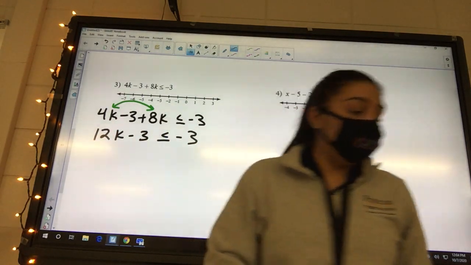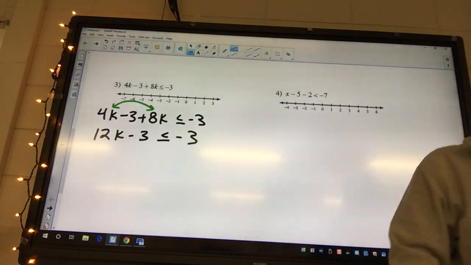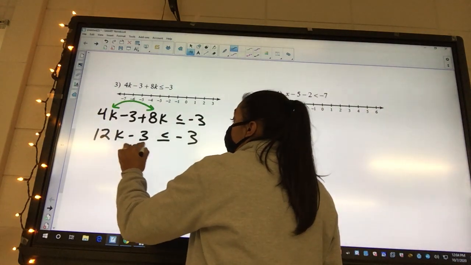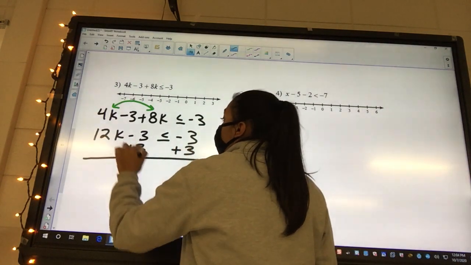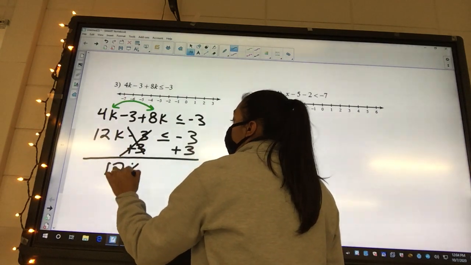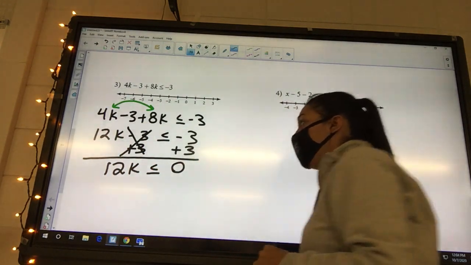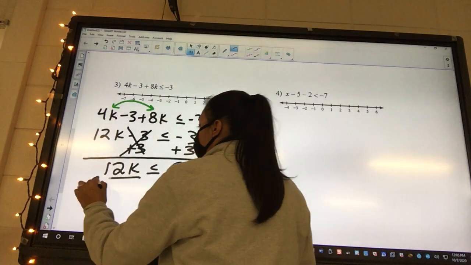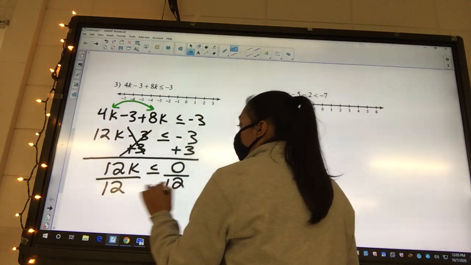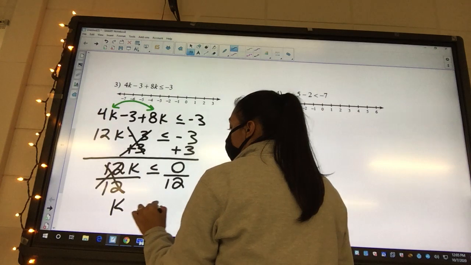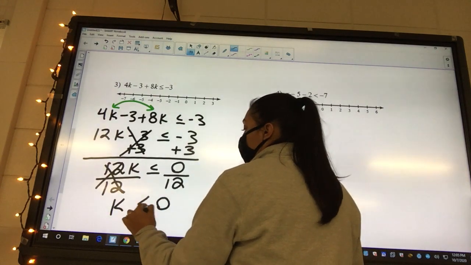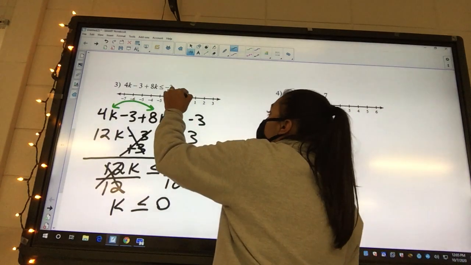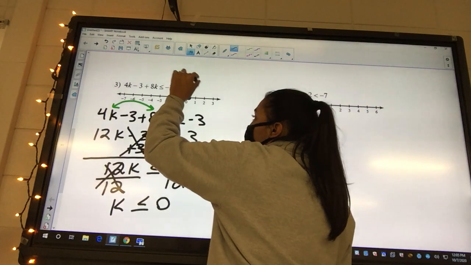Okay, and then what's our next step going to be? Add or subtract. In this case, what's the kid? The 3 is the kid, and we need to add it. So I have 12K, and you're going to get 0. What's our last step always? Divide by 12. Do we need to flip the sign? No. Okay, so is that an open dot or a closed dot? Closed. And which way should it go? To the left.